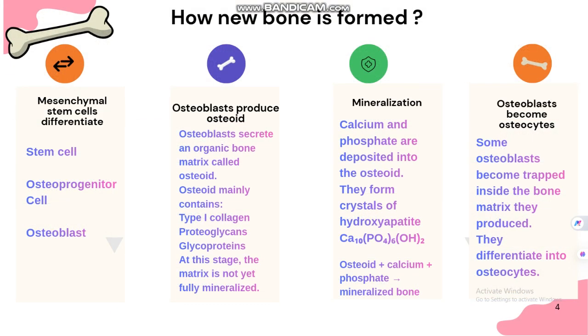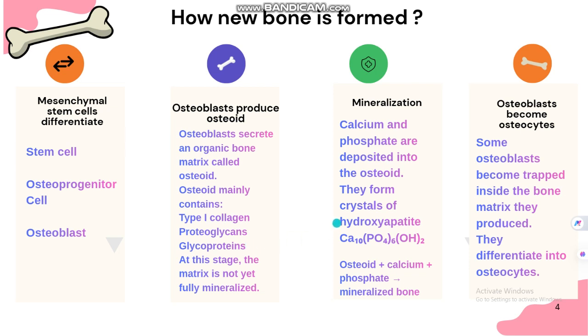Now we'll see how a new bone is formed. The first process is that mesenchymal stem cells differentiate. These stem cells develop into osteoprogenitor cells, which differentiate into osteoblasts. Now these osteoblasts start producing osteoid. This osteoid mainly contains type 1 collagen, proteoglycans and glycoproteins. But at this stage the matrix is not fully mineralized.